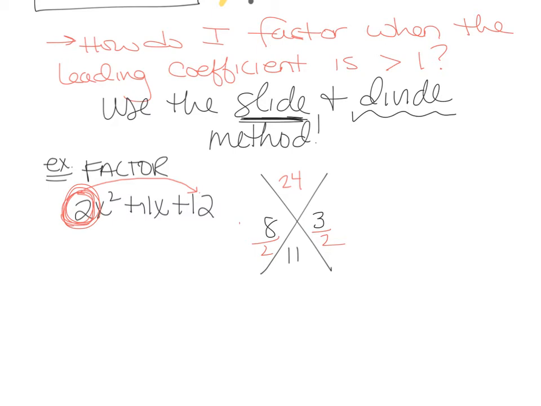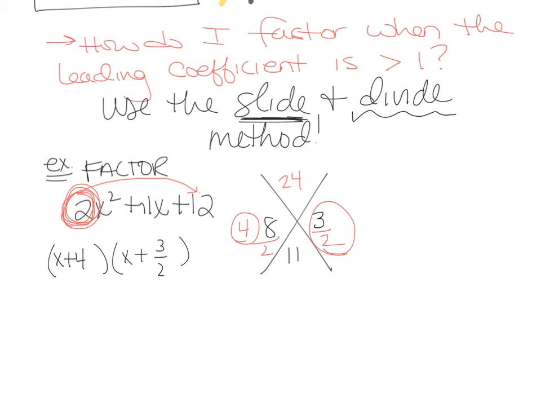So 8 over 2, that makes 4. Circle it, I'm done with that side. 3 over 2, can I clean it up? Nope. Circle it. So I'm now going to write my double parentheses just like before. And I'm going to write x plus 4 and x plus 3 over 2.